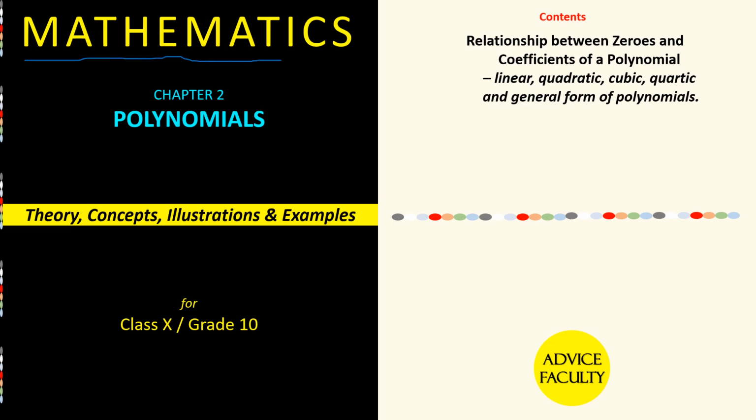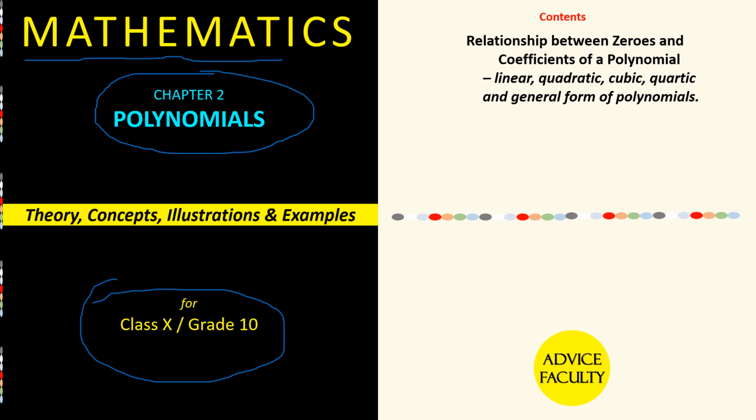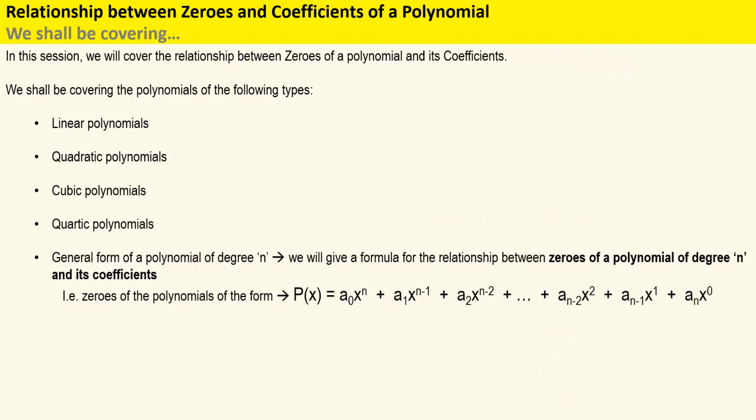Welcome to this session on Mathematics, Chapter 2 on Polynomials for Class 10, Grade 10. We are covering the relationship between zeros and the coefficients of a polynomial. In this session, we shall be talking about the relationship between zeros and the coefficients of a polynomial of type linear, quadratic, cubic, quartic, and also we shall give the formulae of the relationship between zeros and coefficients for a polynomial of general form of degree n.